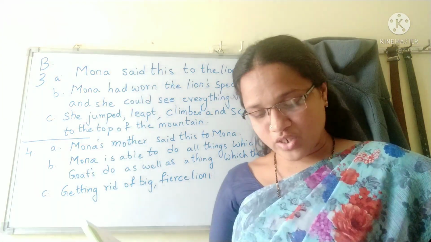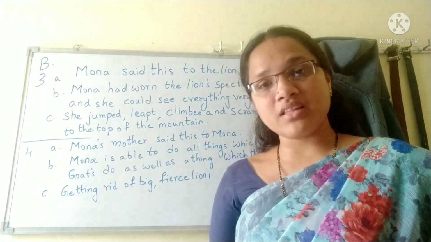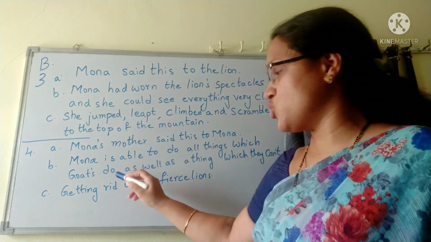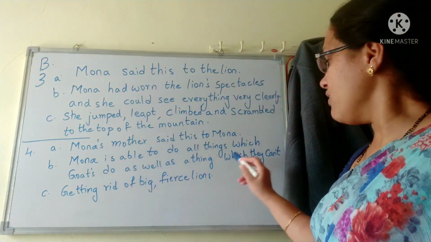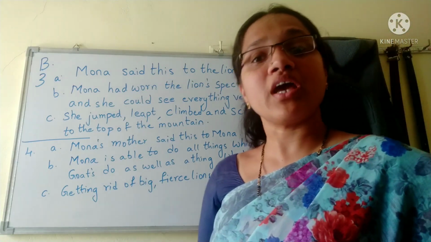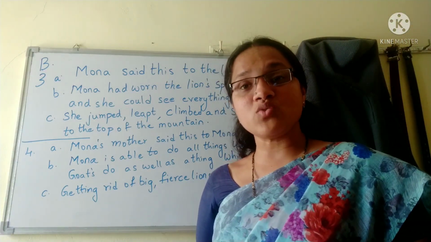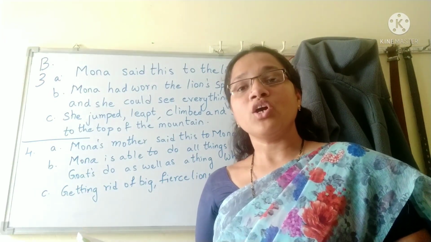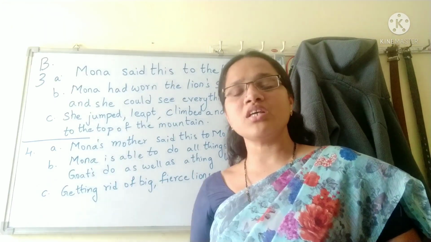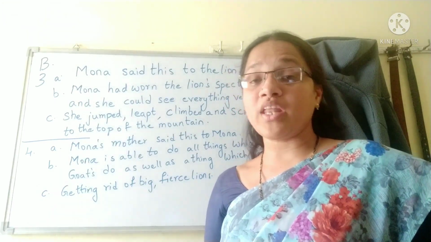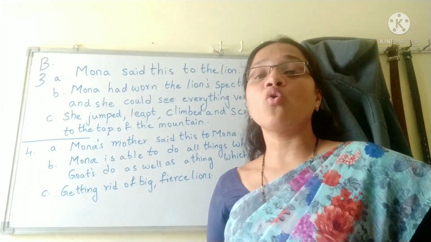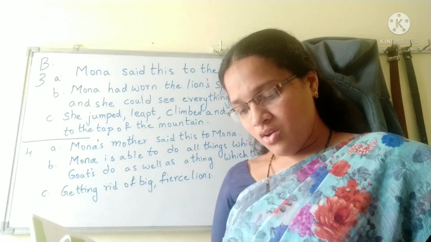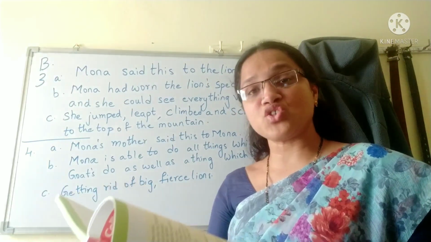Yes. Second question. Why did the speaker say this? Because Mona is able to do all the things which goats do, as well as a thing which they can't. That means which they cannot also, she is able to do. That is why the mother pointed out and told her that you are able to do all the things which goats are able to do, and you are doing an extra work which the goats are not able to do also.